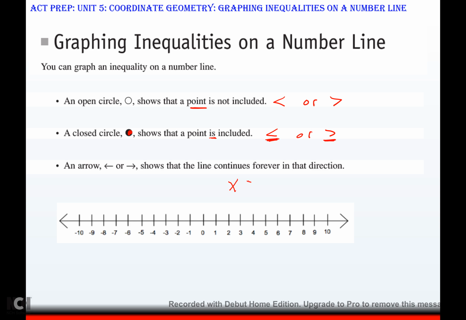So if I want to graph x is greater than 3, I go to 3 on the number line. Since there's no bar, it's an open circle. In other words, 3 is not included. But this says that my answers, my solutions, my x's, I want to include all of the x's that are bigger than 3. So I draw my little arrow going this way, and I color that in, saying it goes on forever and ever in that direction.